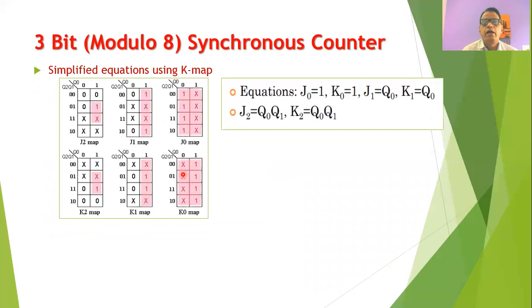And therefore we can write the simplified equations. J0 is equal to 1, K0 is equal to 1 because all the variables are reduced. For J1 we will write the equation Q0 because Q0 is equal to 1 for this quad. Similarly for K1 we will write the equation Q0. For J2 we are having only one pair, and therefore our equation will be Q0 into Q1, and similarly for K2 our equation will be Q0 into Q1.